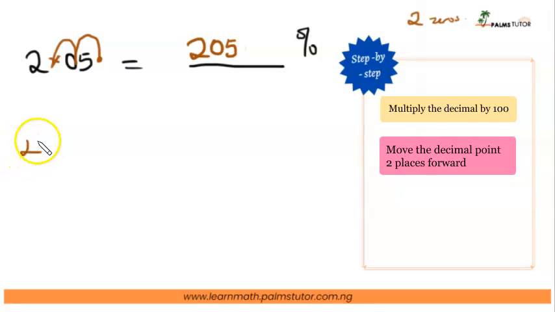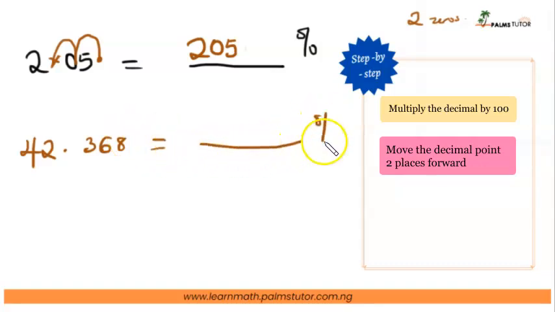Let's say we have 42.368. What is this number going to be as a percentage? Let me see. I'm taking 2 steps forward. Why? Because 100 again has 2 zeros. So this decimal point leaves here and it's doing 2 places. 1, no, don't stay there. 2, it's going to stay between 6 and 8.